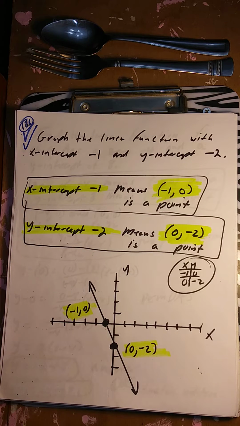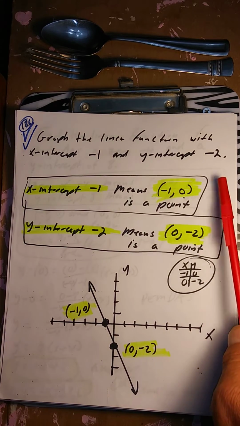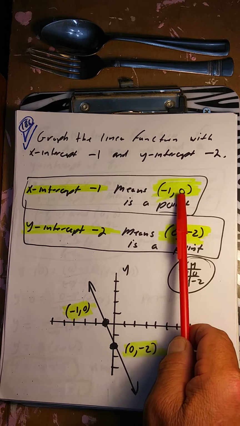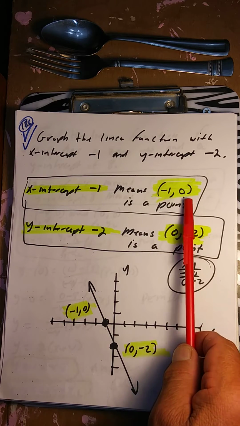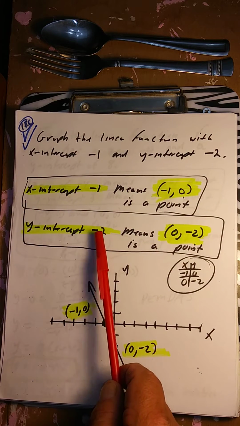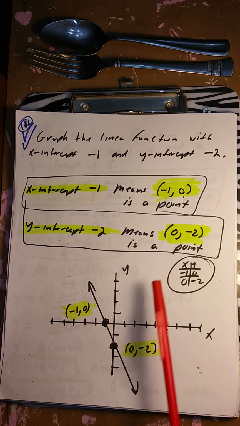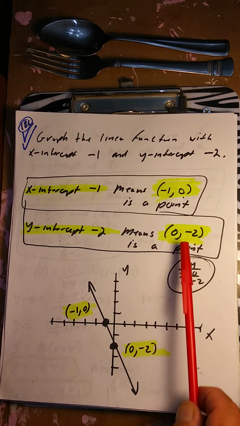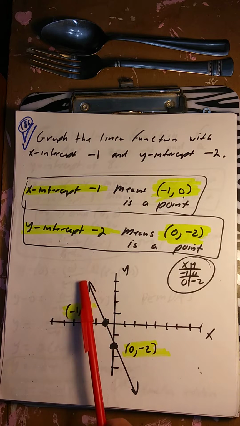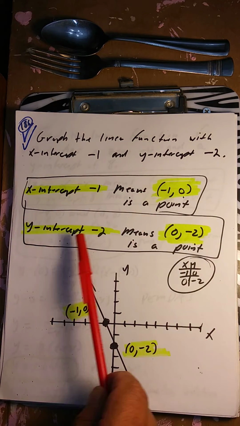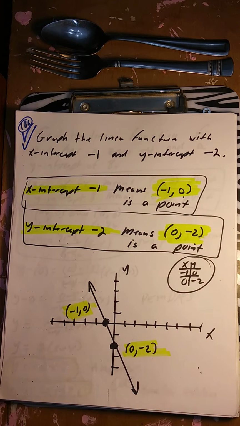Graph the linear function with x-intercept, y-intercept. Okay, so graph this. X-intercept negative 1 means that you have negative 1, 0 automatically. That's what it means. That's the point. Y-intercept is negative 2. That means that you have 0 and negative 2 on the graph. Once you have these two points, put them in there. So negative 1, 0, and 0, negative 2, and then connect the dots. X-intercept negative 1 means negative 1, 0 is there. Y-intercept negative 2 means you have 0 and negative 2.